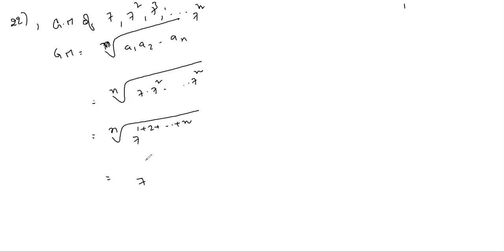7 power sum of first n natural numbers, which is n into n plus 1 by 2. Well, nth root means 1 by n, so n will cancel. It is equal to 7 power n plus 1 by 2.